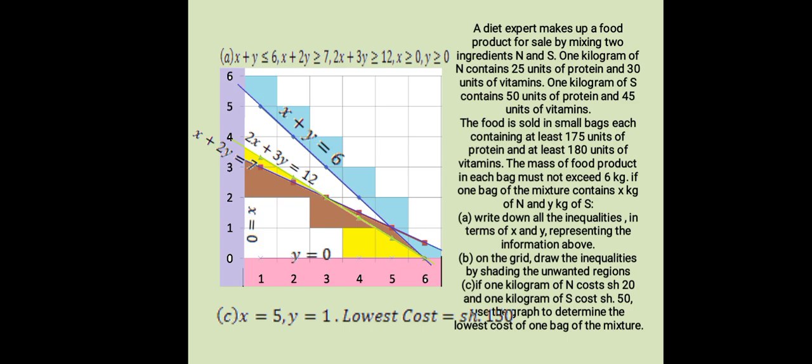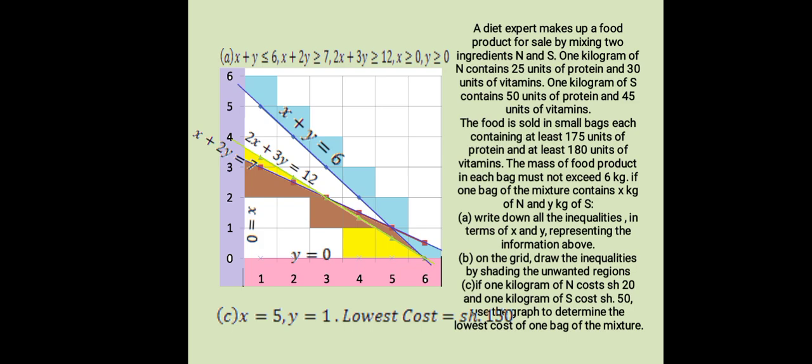The food is sold in small bags, each containing at least 175 units of protein and at least 180 units of vitamins. The mass of food product in each bag must not exceed 6 kg. If one bag of the mixture contains X kilogram of N and Y kilogram of S, A. Write down all the inequalities in terms of X and Y representing the information above.